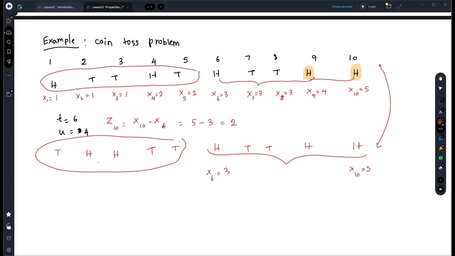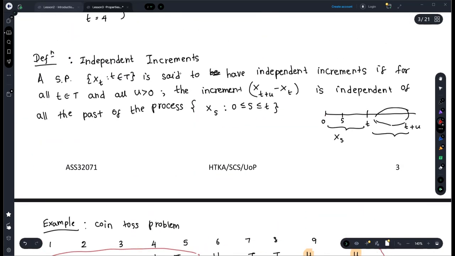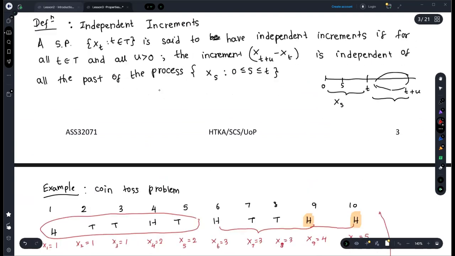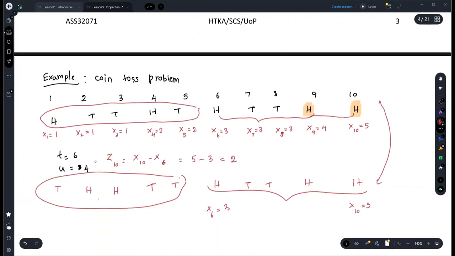So this I mentioned just to give you an idea about what independent increment is, but according to the definition, it should be for all t and all u, right? So you should be able to change these h values and t values so that for any t and any u, if you calculate the increment, it should remain same, okay? So then you say it is an independent increment, okay?